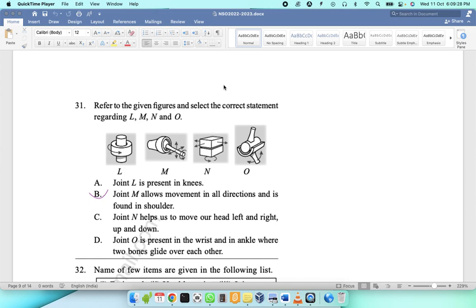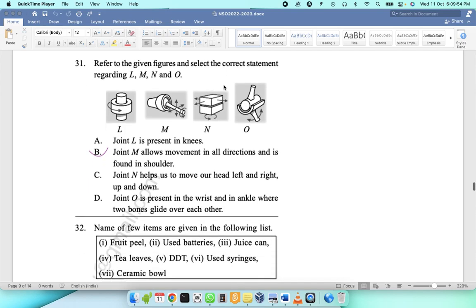In the given figure, L, M, N and O are pivot joint, ball and socket joint, gliding joint and hinge joint respectively. Hinge joint O is present in knees. Pivot joint L helps us to move our head left and right, up and down. Gliding joint N allows two bones to glide upon each other and is present in wrist and ankle. So B is the answer.